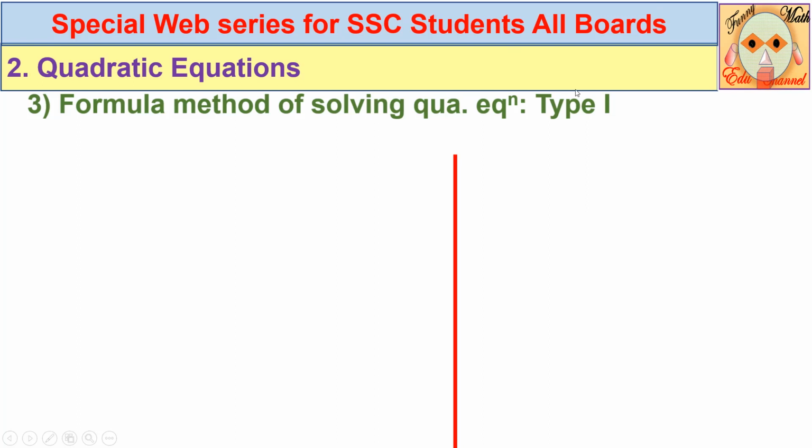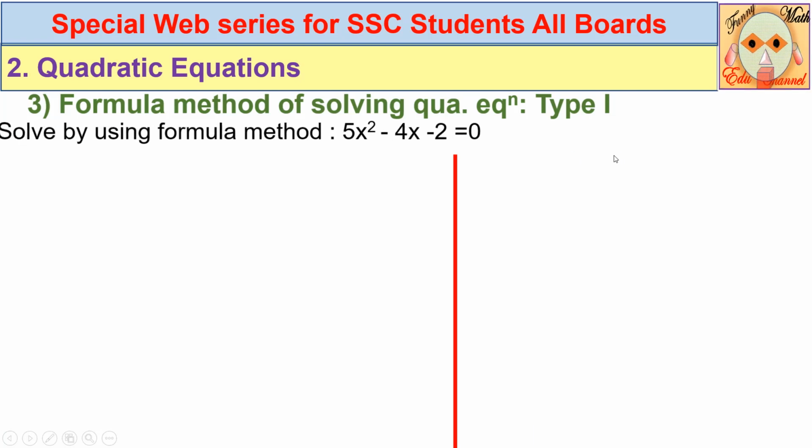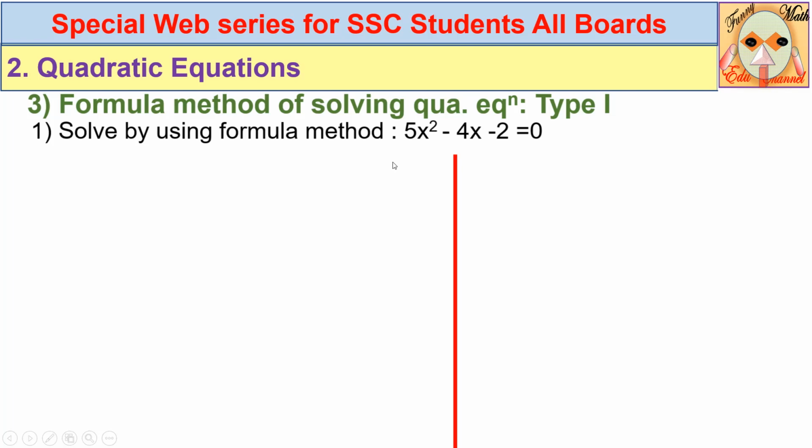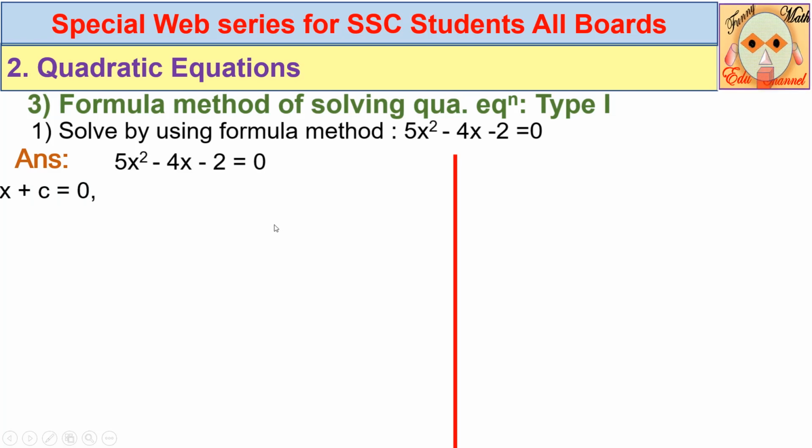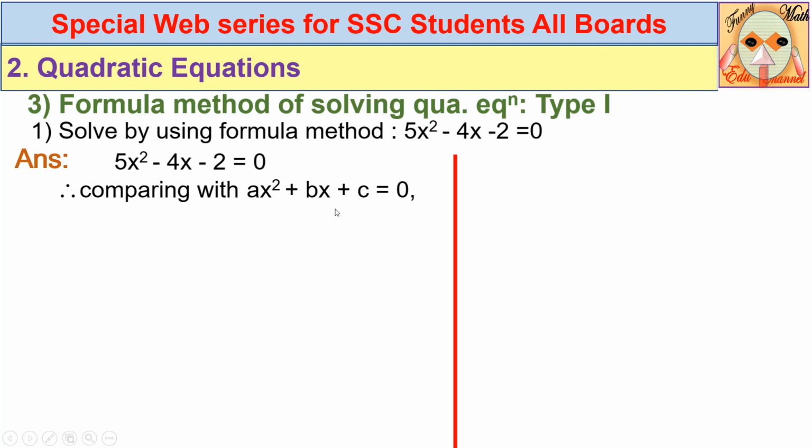There are also two types, as we consider first whether the coefficient of y square is equal to 1 or not. The first method we are going to take with the example 5x square minus 4x minus 2 equal to 0. This we want to solve by formula method. What are the steps? First you have to write down the quadratic equation. Now compare that equation with ax square plus bx plus c equal to 0. If the given equation is not in that form, you have to first write it in ax square plus bx plus c equal to 0 form.